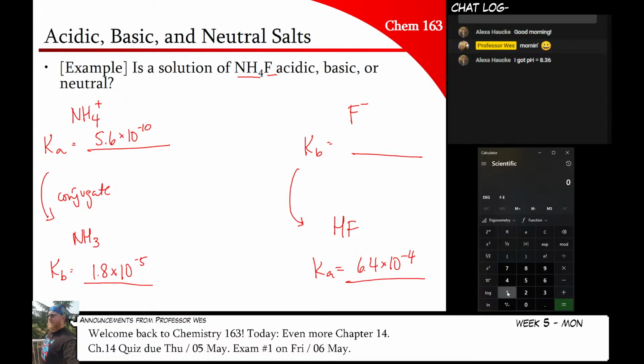So, all right, Kb for fluoride. So that'd be 1 times 10 to the minus 14 divided by 6.4 times 10 to the minus 4. There we go.